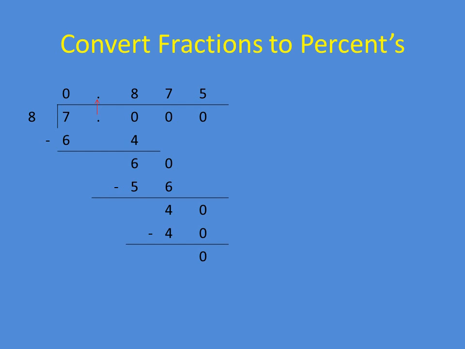I divide 8 times 8 is 64, so I subtract, and I get 6 when I do the subtraction. Well, I have to keep on dividing until I either get a 0 remainder or I get some repeating numbers. So I've got to bring a 0 down to my next spot and just finish on the division until I get my 0 remainder. Here I go. And my percent is going to be 87.5%.